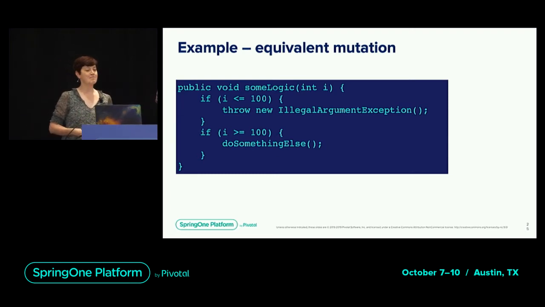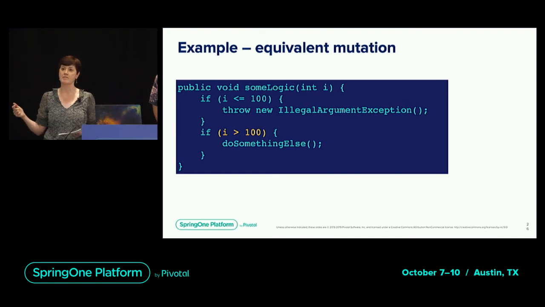Anyhow, suppose you have some code that does some logic. It takes an integer, and if the integer is less than or equal to 100, it's going to throw an exception. And if it's greater than or equal to 100, it's going to do something else. Mutation testing is going to look at this code and mutate that last if statement. It's going to change it from greater than or equal to just greater than.